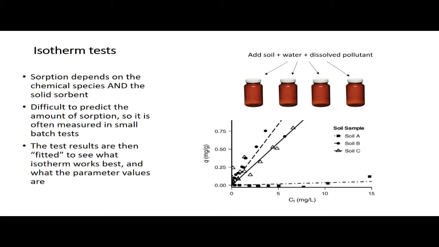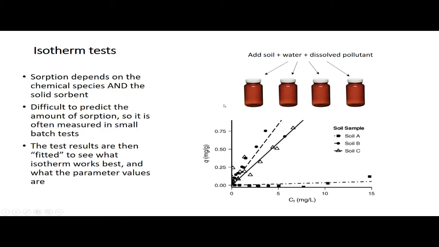So sorption is a little more complicated than some of the other thermodynamic properties that we looked at, solubility or vapor pressure, these sorts of things. Sorption depends on the chemical and on the solid, the sorbent. So we often have to measure it, and we measure it by doing what we call isotherm tests. And isotherms are basically little vial tests where you put some soil, some water, and dissolve some of the pollutant that you're interested in into these vials.